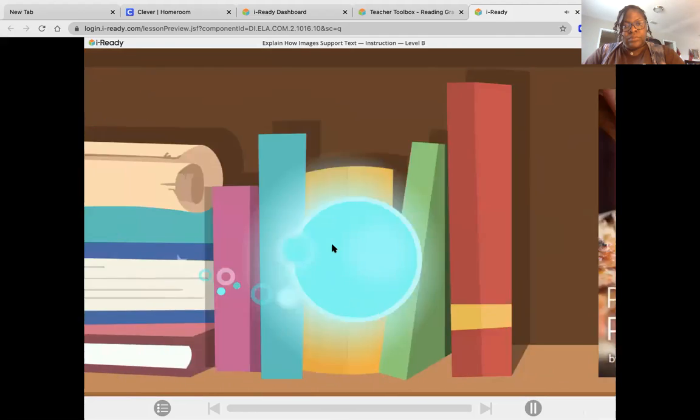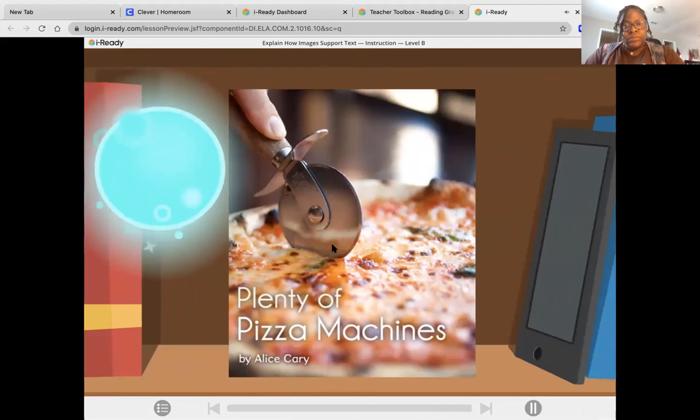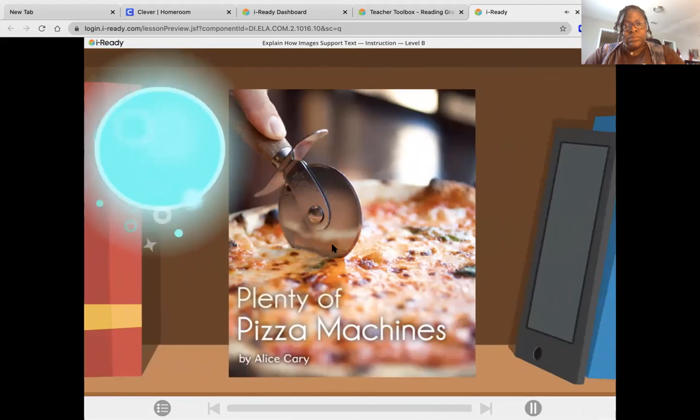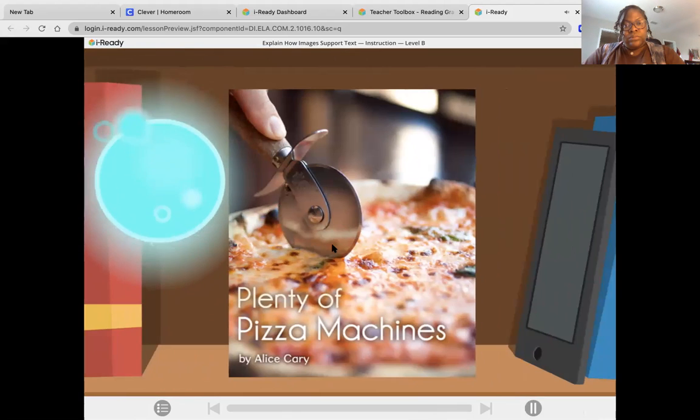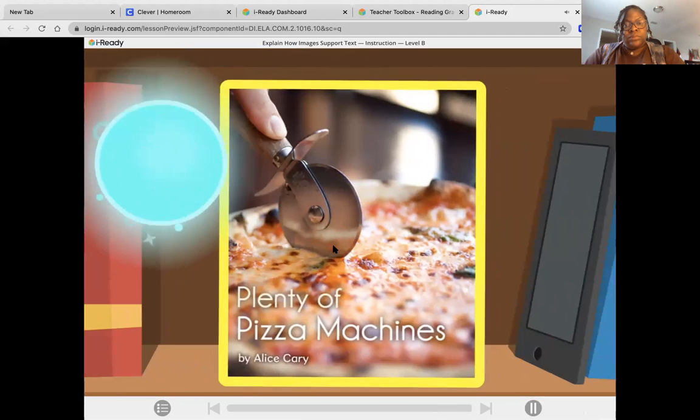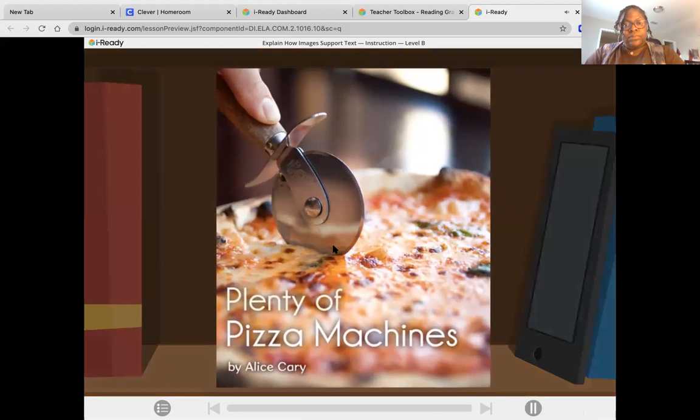Think about this. What are some surprising ways we use machines every day? Let's see what this text tells us. Plenty of Pizza Machines by Alice Carey.